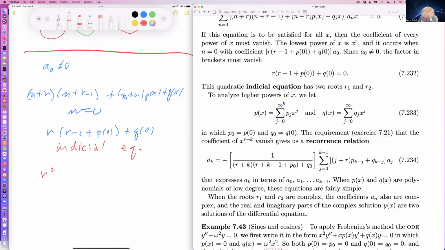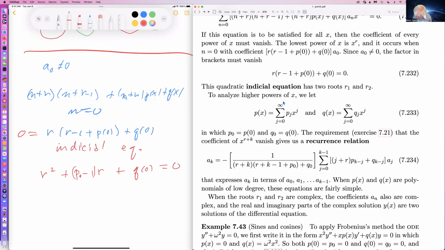So it's r squared plus, I'll call it p0 minus 1 times r plus q0 equals 0. So we want to set that equal to 0.